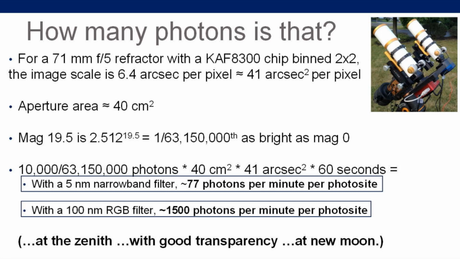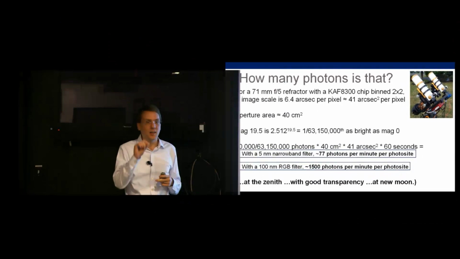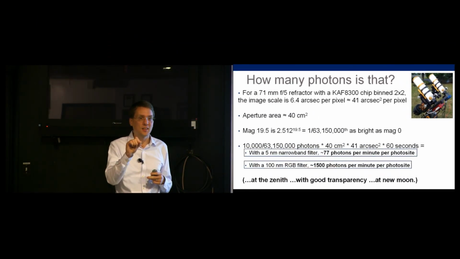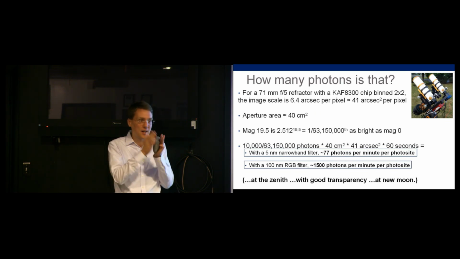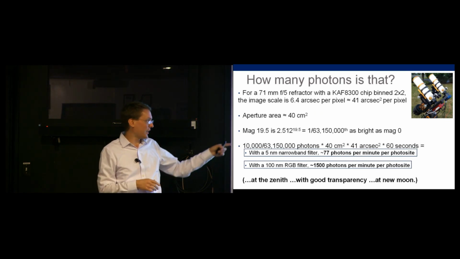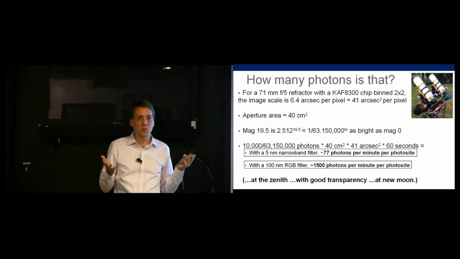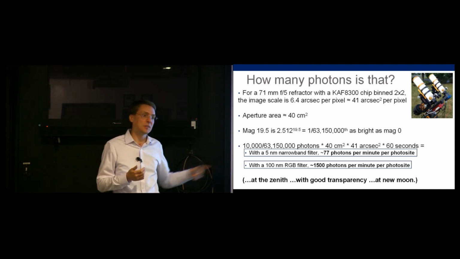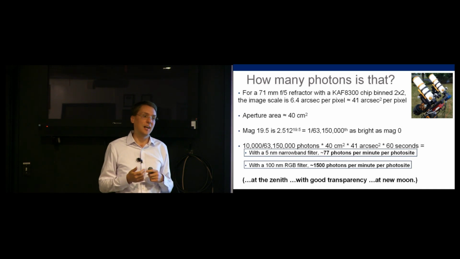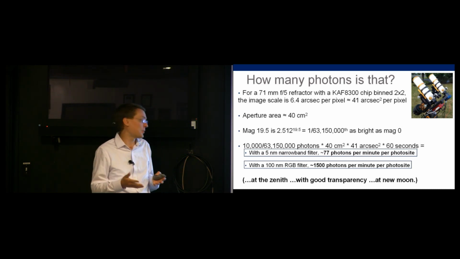Now, it's really bad if you use a regular RGB filter. The passband's about 100 nanometers, so you're looking at 1,500 photons per minute. If you're looking at an emission nebula, it's only emitting in a couple of wavelengths. All its light is coming in that narrow band. You're still only going to get 42 photons or whatever it is per minute, and you're going to be getting 1,500 from sky glow. So you're looking at 30 times as bright. It's not 3 times as bright in a lot of cases, especially for emission targets. You're looking at 30 times as bright.